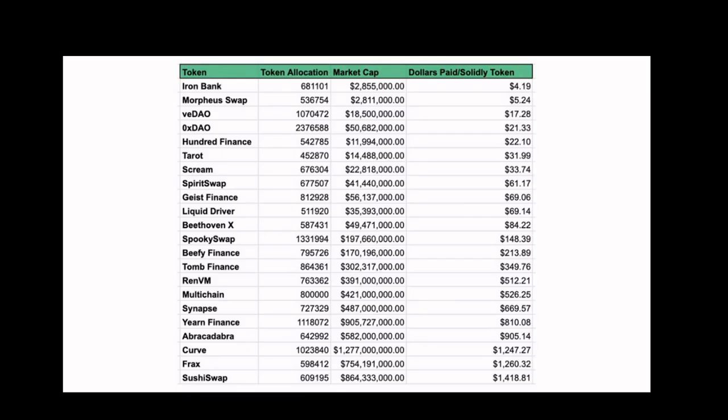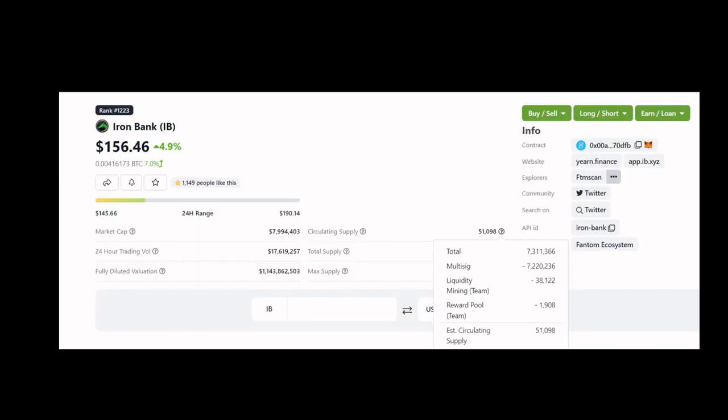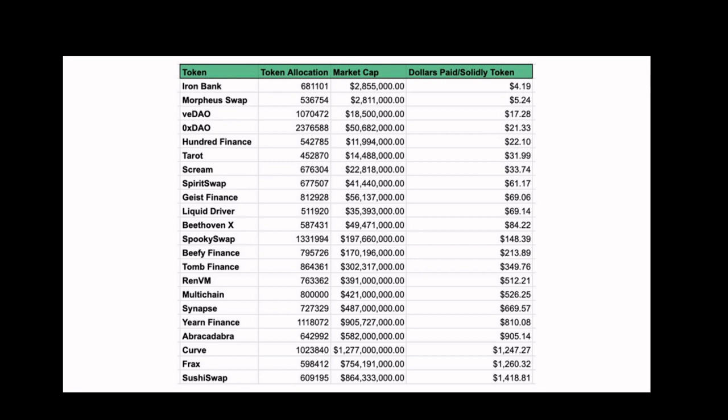So recently Jack Newald wrote a thread about the Solid reward distribution and provided some data. The list starts with Iron Bank, and it shows that its market cap is $3 million. It may seem an incredible buying opportunity for Iron Bank, but the problem is the Iron Bank team is holding almost 99% of the tokens on multi-sig, and they didn't distribute them to Cream holders, and its fully diluted valuation is $1.14 billion.